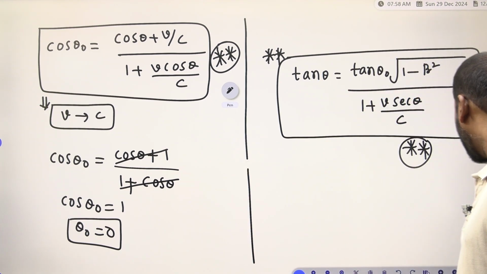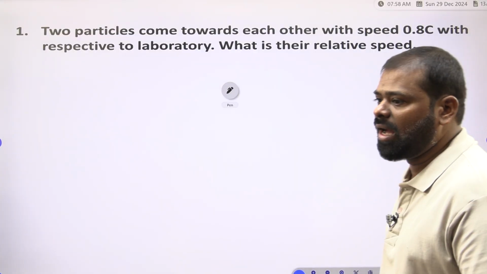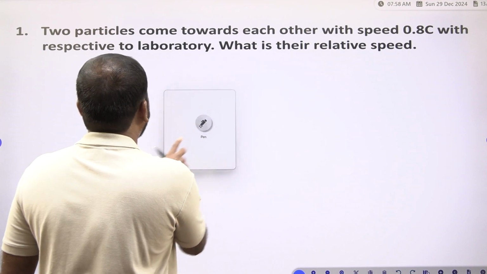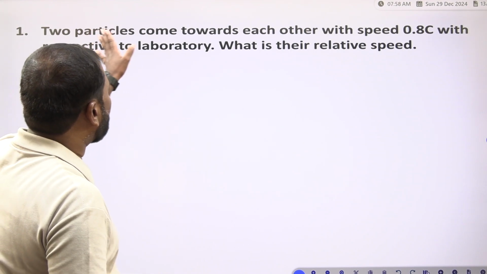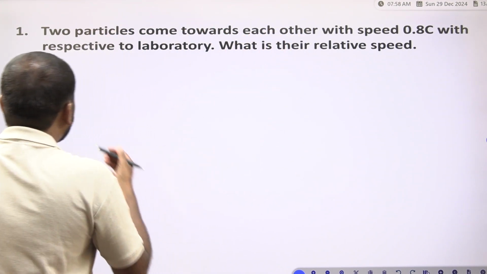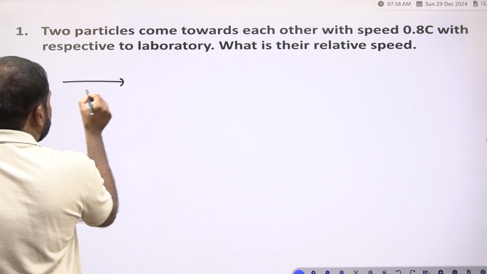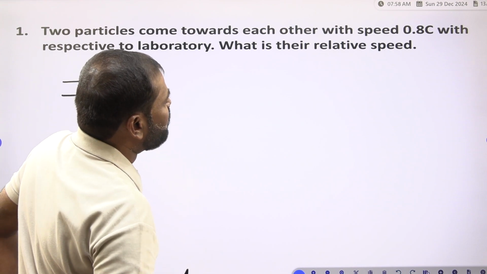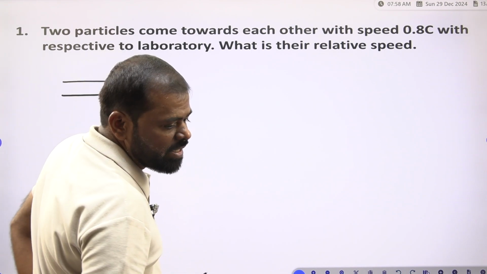Clear? Now, let us see how the questions will come in our competitive examination. The first one you have to see here. Two particles are coming towards each other with speed 0.8 c.